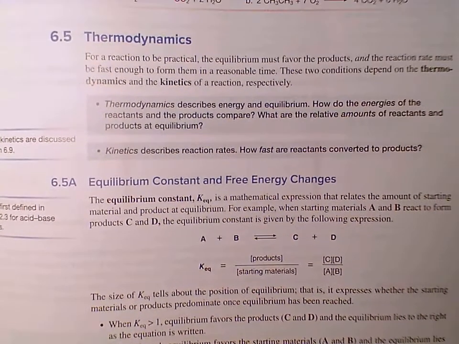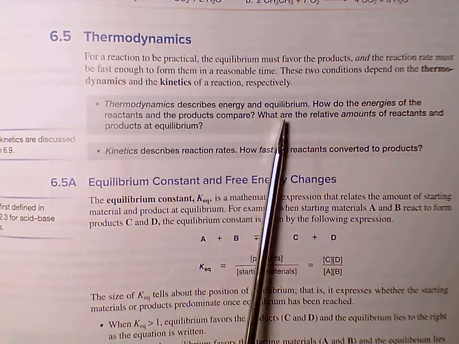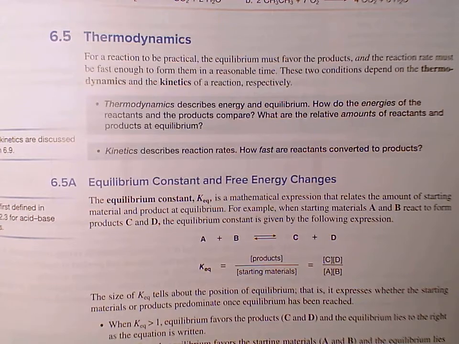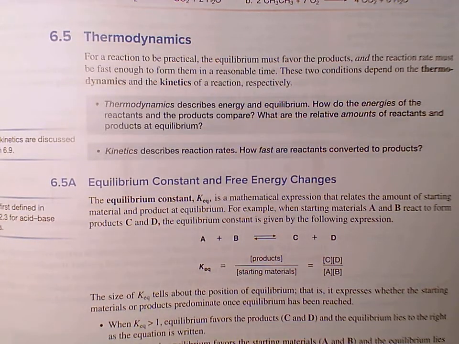Thermodynamics. Let's look at thermodynamics here. This talks about the energy of reaction and equilibrium. Recall kinetics looks at the reaction rates, how fast they go. Thermodynamics tells us how stable the products are compared to the reactants, which way the equilibrium lies. Kinetics tells us how fast the reaction goes.